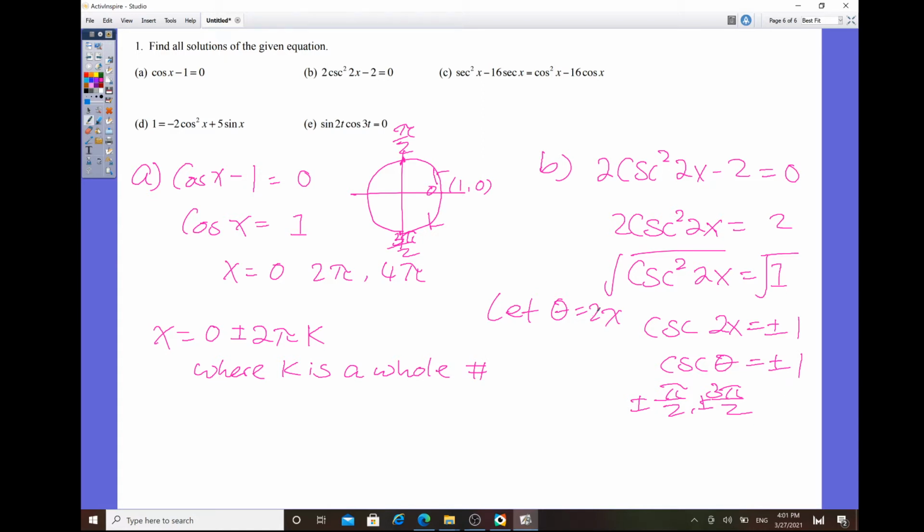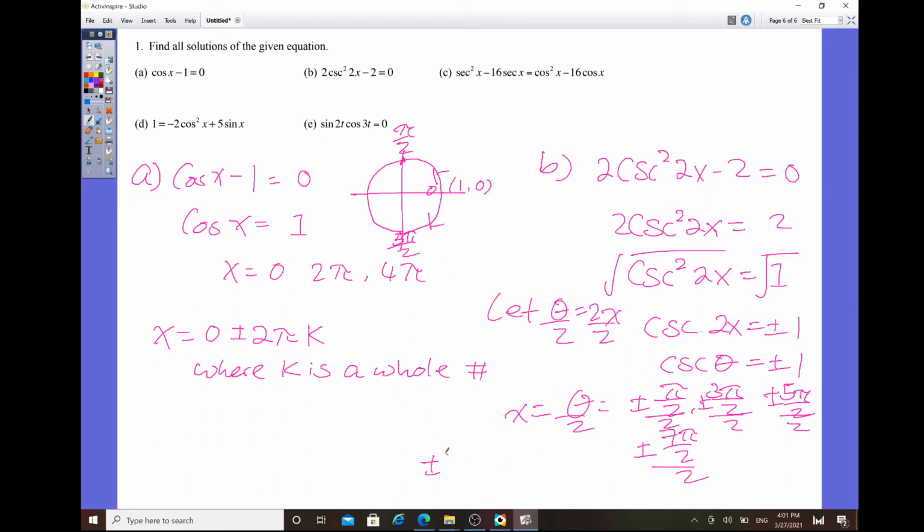If we go to the second cycle, then that would be plus or minus, you just keep adding: 5 pi over 2, 7 pi over 2, like that, for the other cycle. And now you want to solve for x. Once you solve for x, you just unsubstitute, so basically divide by 2 for all the solutions here.